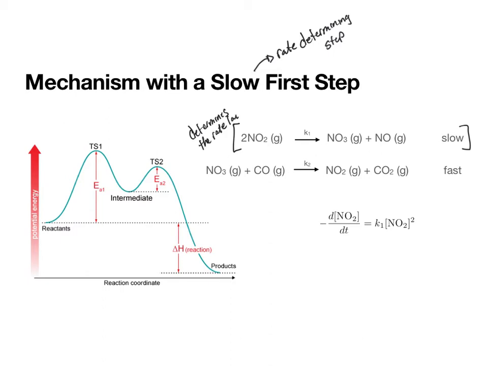And because we are looking at these steps, we can add them together to get the overall reaction, which is going to be 2NO2 plus CO goes to form NO2 plus NO plus CO2, which simplifies to NO2 plus CO goes to form NO plus CO2. That is our overall reaction.